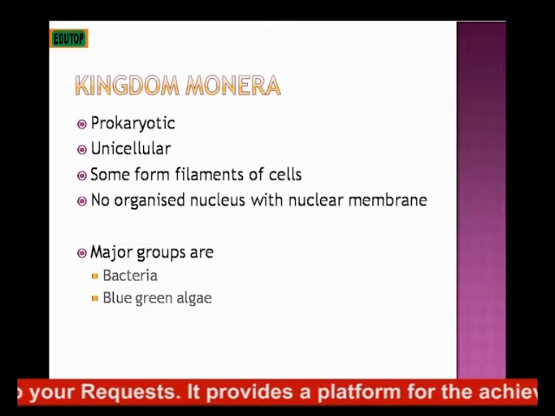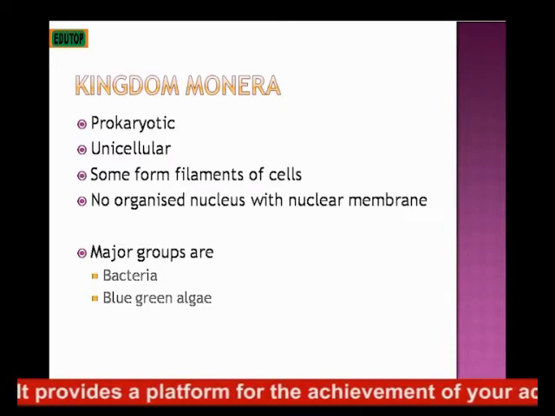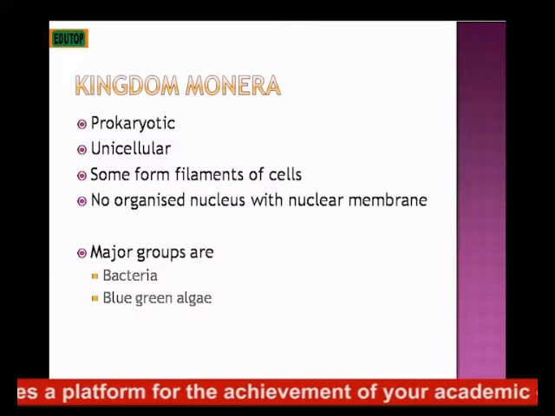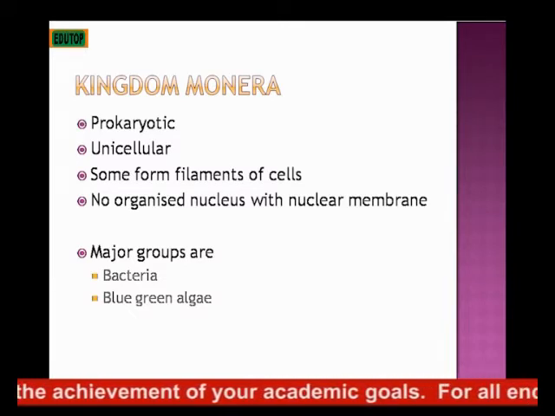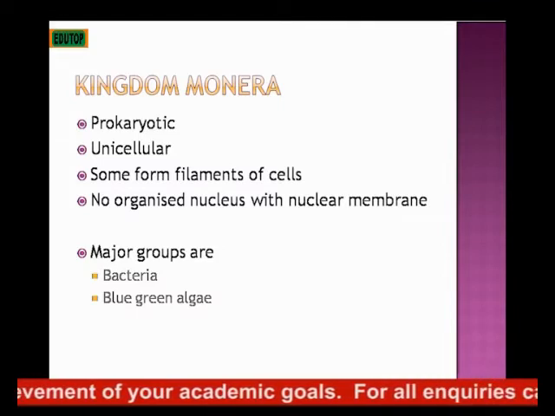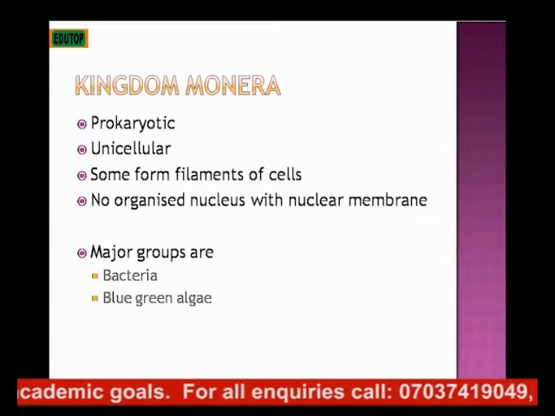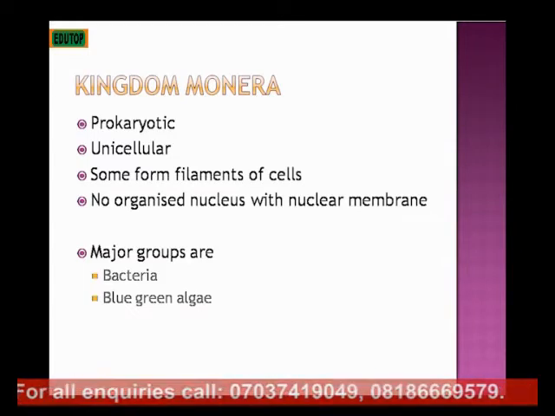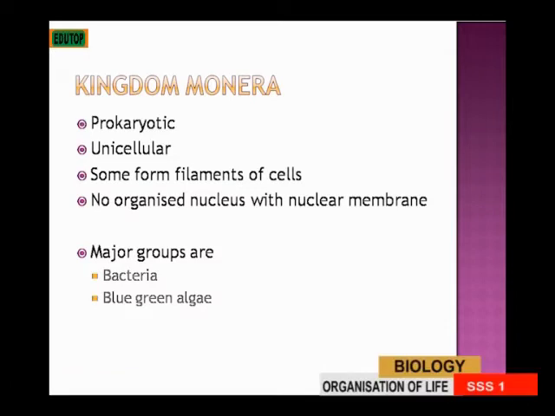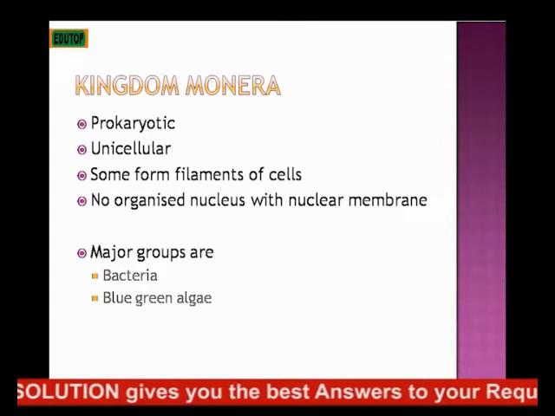Then they don't have an organized nucleus. That's the characteristic of prokaryotes. If you cast your mind back, I said that prokaryotes don't have a distinct nucleus. So the characteristics of prokaryotes are the same as the characteristics of kingdom MONERA, because every organism in MONERA is a prokaryote. So you can just import the characteristics of prokaryotes and put them for the characteristics of the kingdom MONERA.